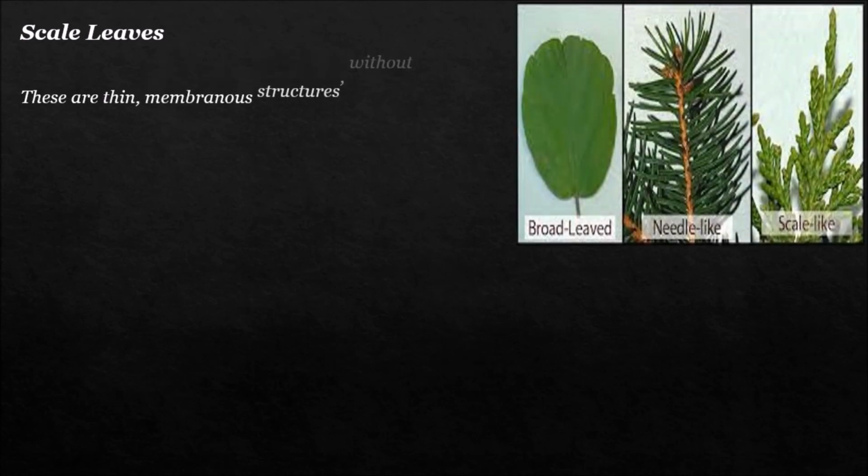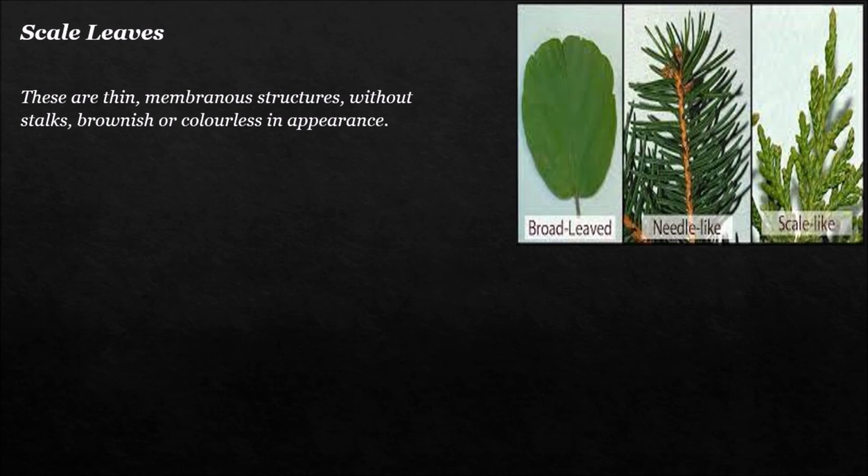Scale leaves. What are scale leaves? These are thin membranous structures without stalks, brownish or colorless in appearance. They protect the axillary buds present in their axil. So what do they do? They mainly protect the axillary buds which are present in their axils.